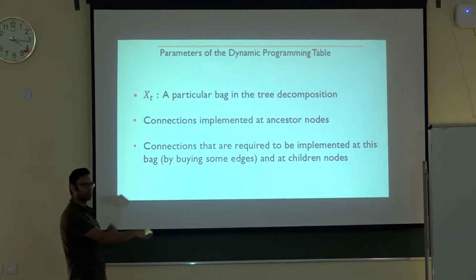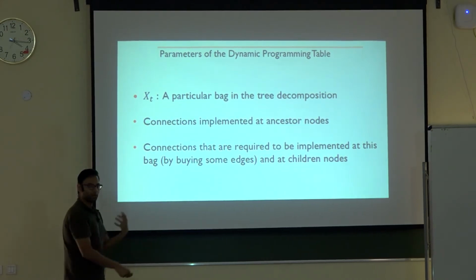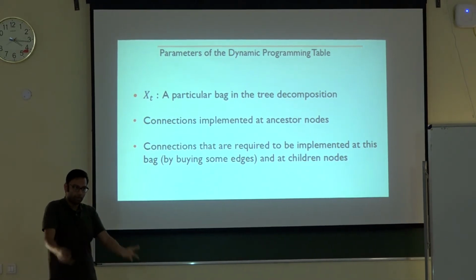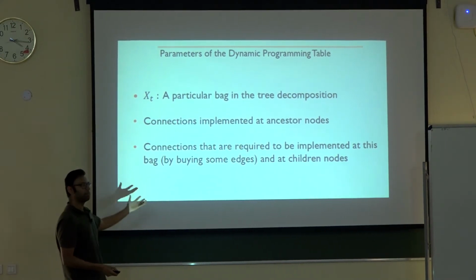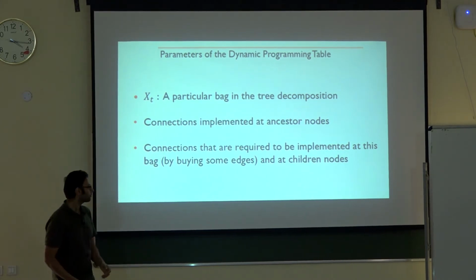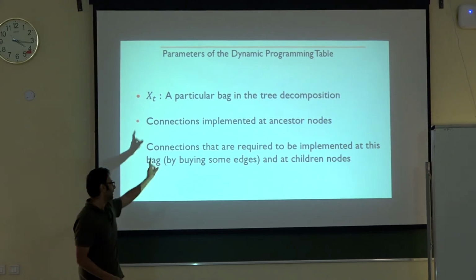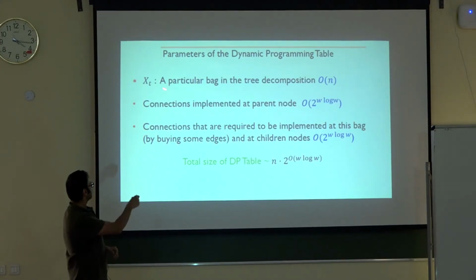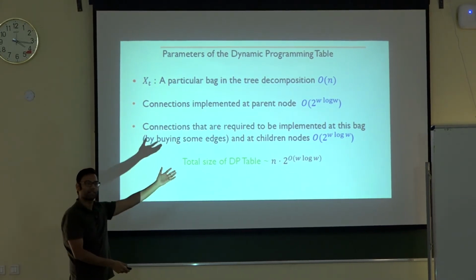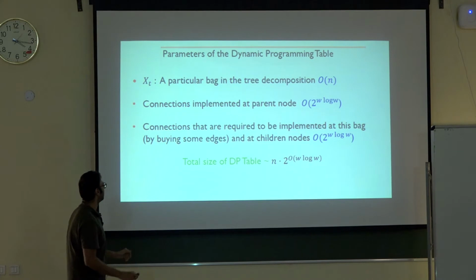So let's say I have guessed some of the connections that will be implemented in the ancestor nodes. And I also look at what I need to implement and what has been already implemented in the lower level subproblem. So those are the three possible parameters that every subproblem will be characterized with. Let's now try to figure out what would be the size of the DP table if I keep these three as my parameters. Well, the total number of bags is order n. This I did not mention, but the total number of nodes in the tree decomposition is order n. Sorry, I forgot to mention that.